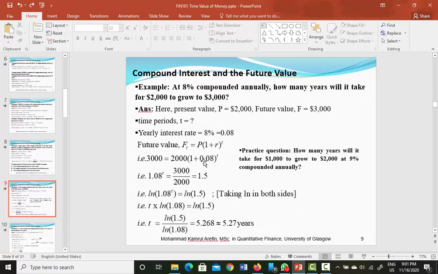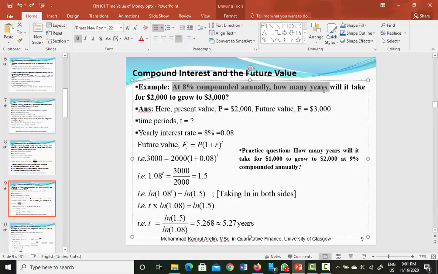Right. Now the question is asking that at 8% compounded annually, how many years will it take for $2,000 to grow to $3,000? So the interest rate is there; we already know it. The question is asking how long it will take for $2,000 to grow to $3,000. That means $2,000 is the present value, and the future value is $3,000.